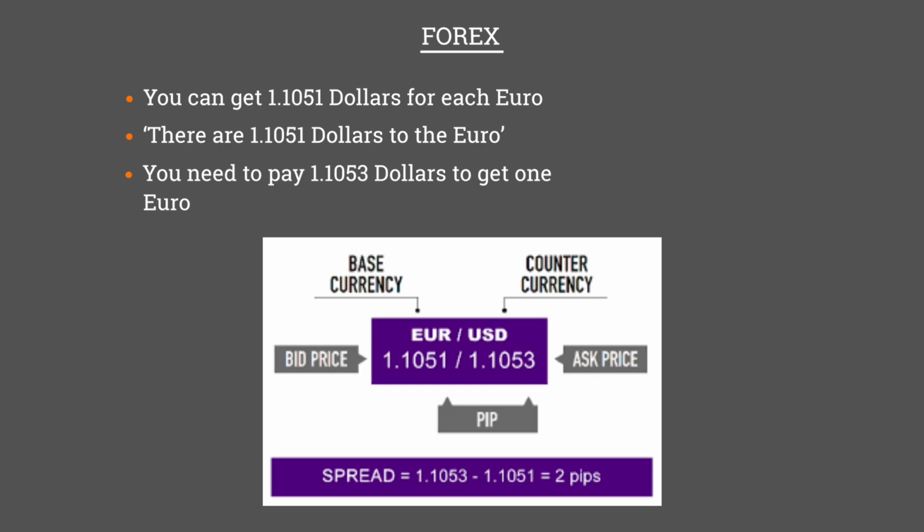Notice as well that in this case it's an exchange rate. It's not really a price. When we give prices, of course, in dollars or euros, we only go to two decimal places. So in terms of a price, I guess in this case we would round up. We would say it's $1.11. But in terms of an exchange rate to 4 decimal places, we say you can get $1.1051 for each euro. Another way to say it is there are $1.1051 to the euro.